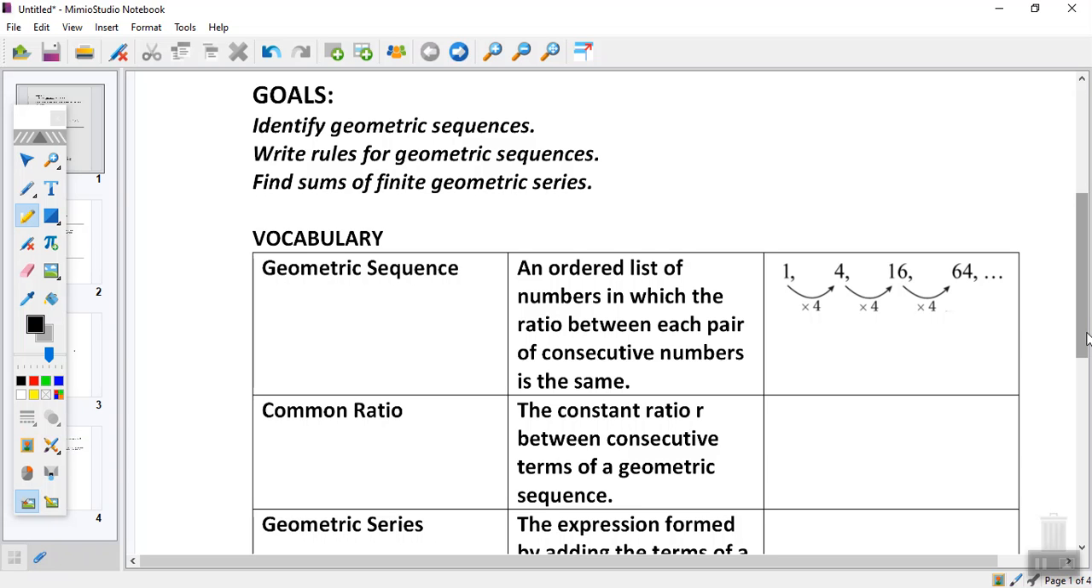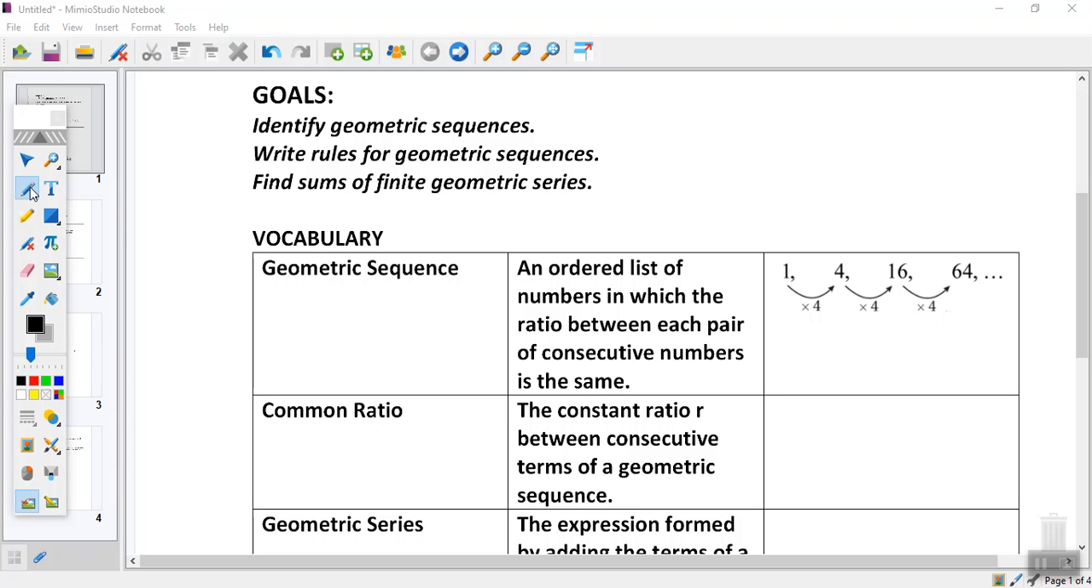Okay. All right. So what the heck is a geometric sequence? Let's talk. Take a look at this pattern over here, friends. See a pattern in here? What happens each time? Yeah, 1 to 4 to 16 to 64, you're always timesing by 4. Now, we'll talk about how we get that. But guys, the definition of a geometric sequence is an ordered list of numbers in which the ratio between each pair of consecutive numbers is the same.